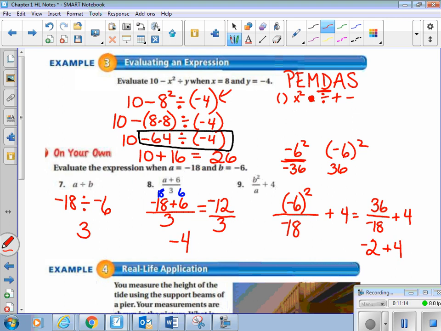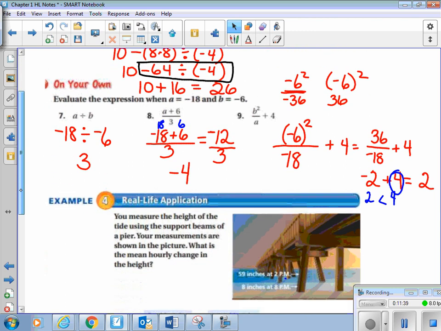My signs are different, which means I'm finding the difference. 4 minus 2 is 2. I'm then going to look at the absolute value of my numbers. The absolute value of -2 is 2. The absolute value of 4 is 4. Since 4 is greater than 2, we take the sign of the 4, which was positive. So your answer should be +2 in number 9. And example 4.